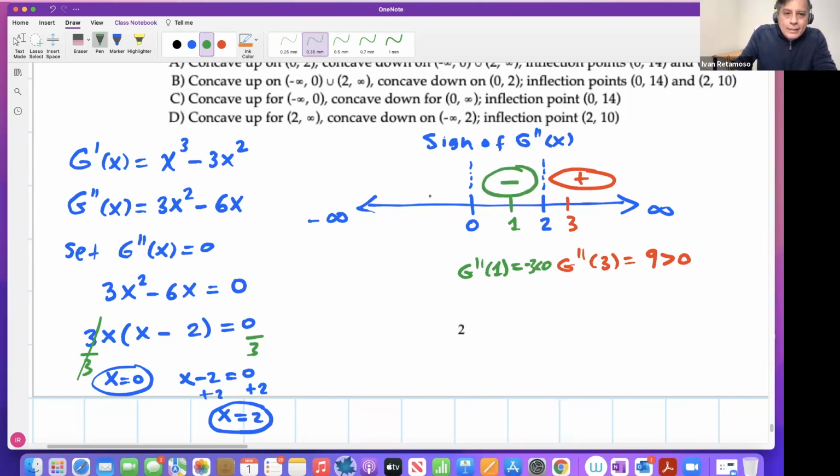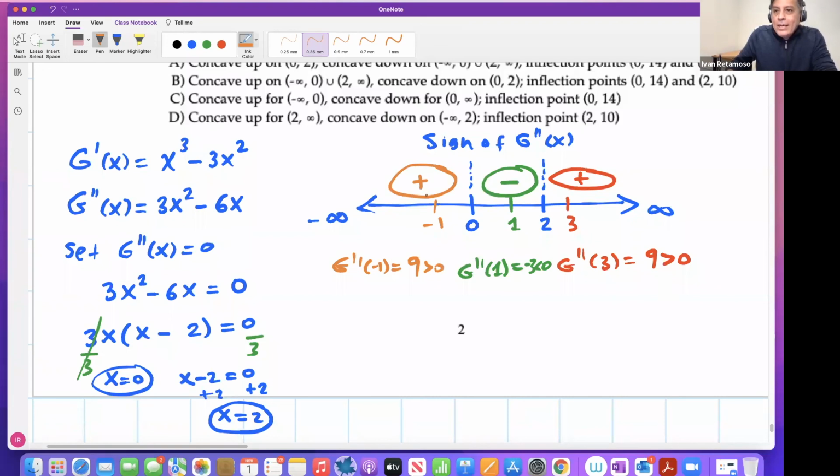And then this last part, let's choose another color. Let me use negative 1 as my test point. Second derivative at negative 1. Negative 1 squared is 1 times 3, 3. Negative 1 times negative 6 is positive 6. 6 plus 3, 9, right? So positive here, my second derivative. Concave up here, concave down here, concave up here, right?